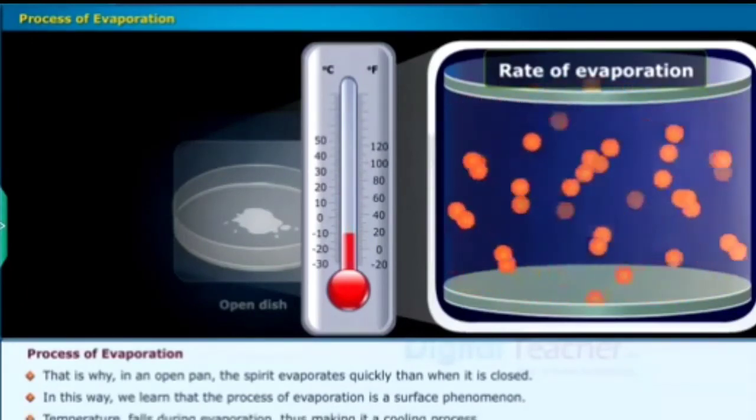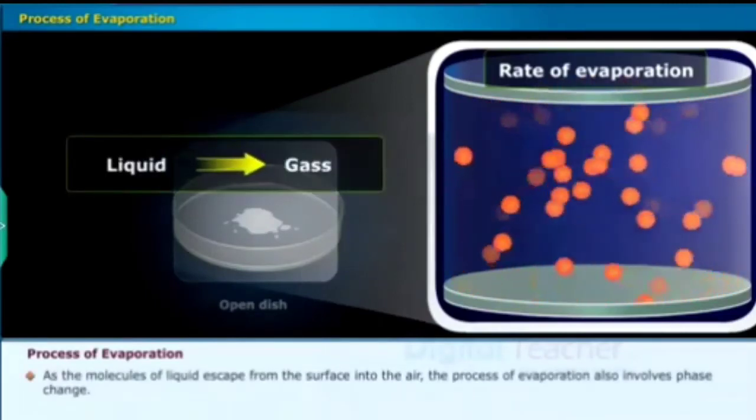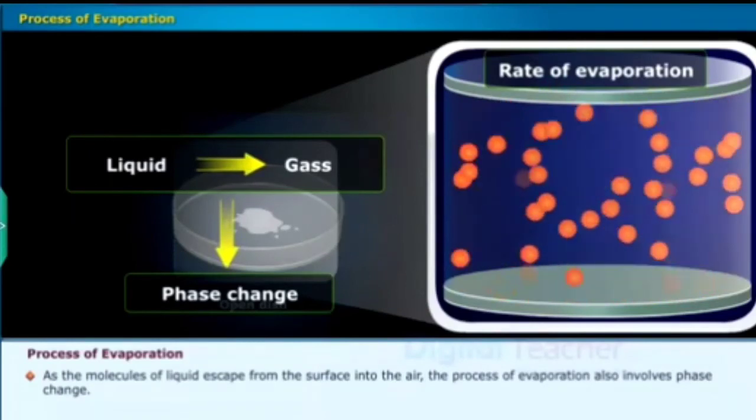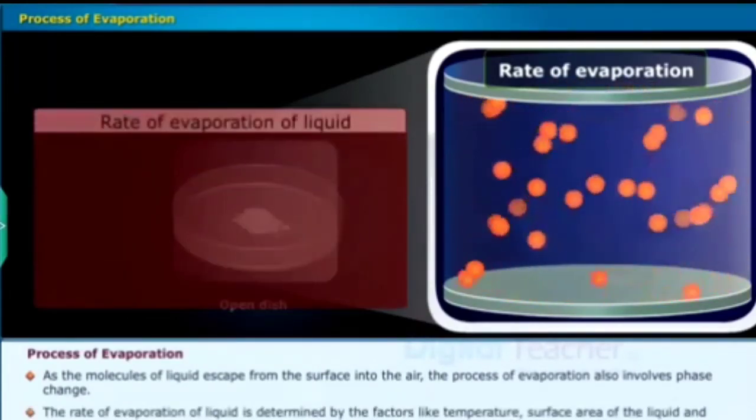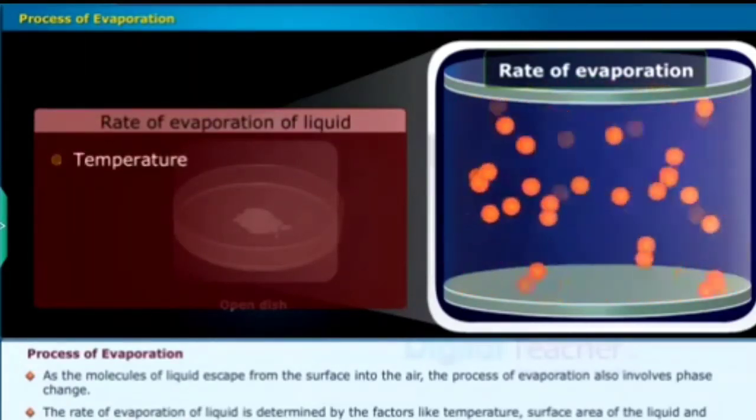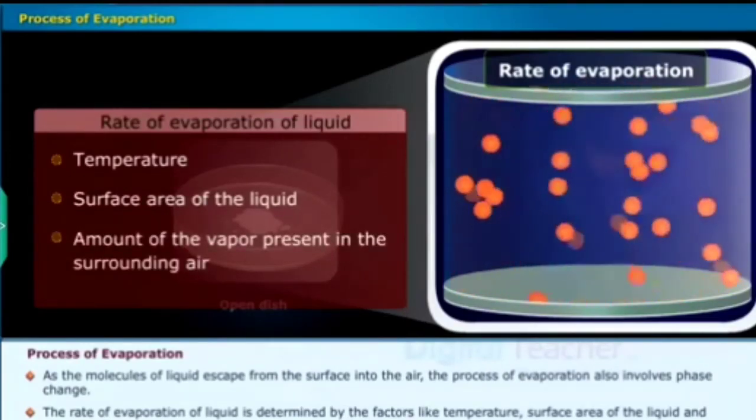Temperature falls during evaporation, thus making it a cooling process. As the molecules of liquid escape from the surface into the air, the process of evaporation also involves phase change. The rate of evaporation of liquid is determined by factors like temperature, surface area of the liquid, and amount of vapor present in the surrounding air.